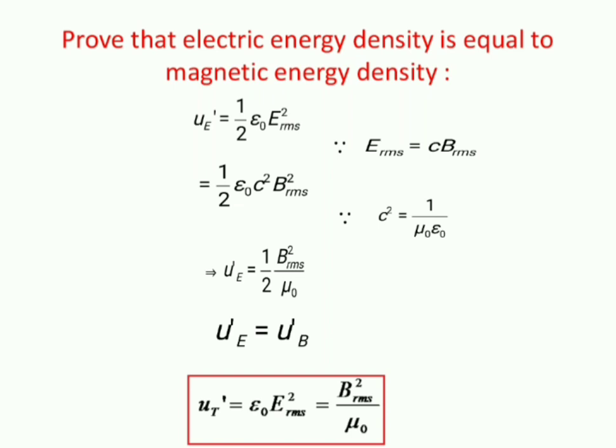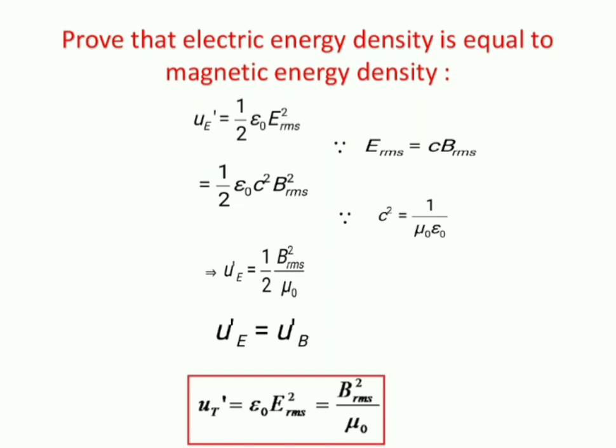We know the speed of light is E naught by B naught. You can also write it as E RMS by B RMS. So if you make use of E RMS equal to C times B RMS, then replace the electric field with C into B. It becomes half epsilon naught C square B RMS square. Again, we have discussed C square is 1 by mu naught epsilon naught. Substitute the value. In 2 steps you can prove that U E dash is equal to half B square by mu naught. That means the magnitude of electrical energy density is equal to the magnitude of magnetic energy density.